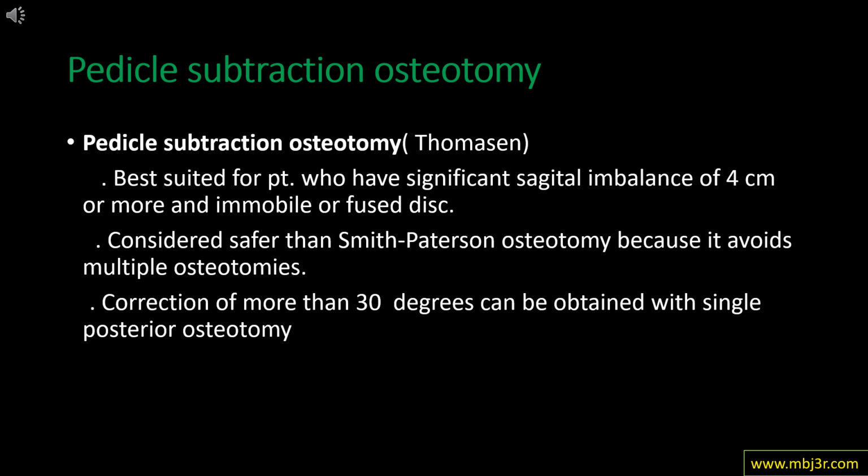Pedicle subtraction osteotomy. Best suited for patients who have significant sagittal imbalance of 4 cm or more and an immobile or fused disc. Considered safer than Smith-Petersen osteotomy because it avoids multiple osteotomies. Correction of more than 30 degrees can be obtained with a single posterior osteotomy.